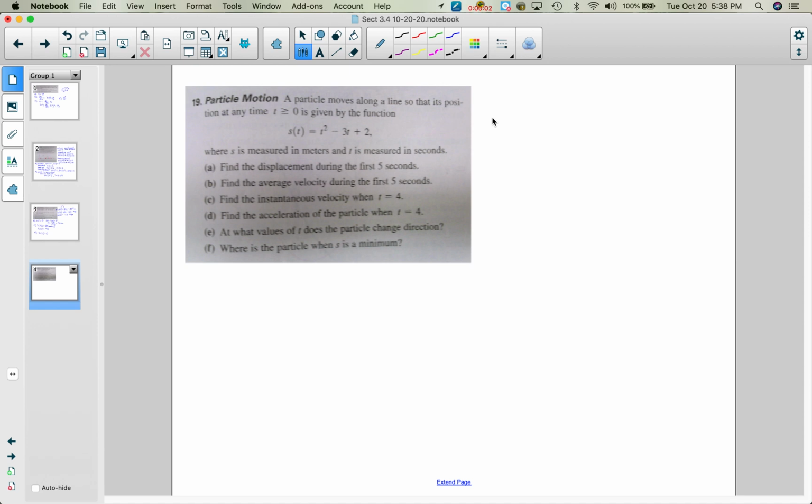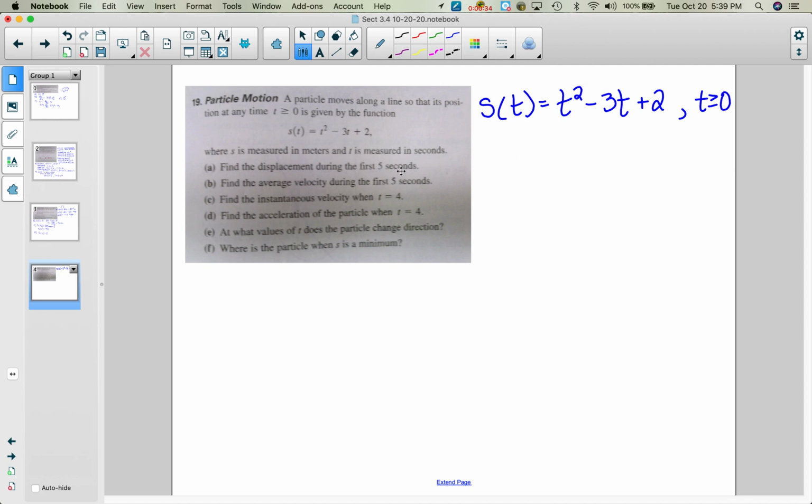So I wanted to finish up the examples that I had started in class on Tuesday. This one is number 19 on particle motion. A particle moves along a line so that its position at any time t greater than or equal to 0 is given by this function. So we have s of t equals t squared minus 3t plus 2, where t is greater than or equal to 0, S is in meters, and t is measured in seconds.